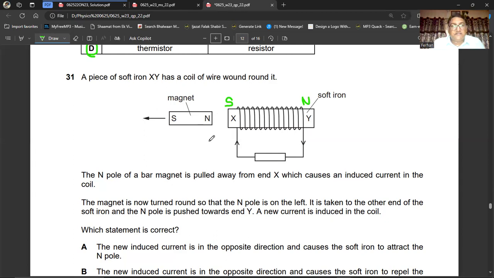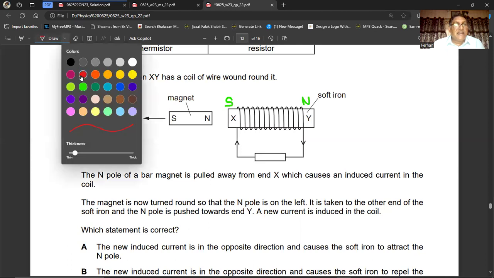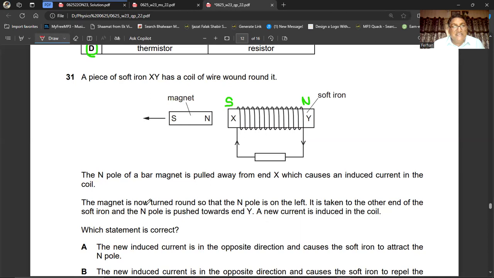That's Lenz's law. Okay, now what do they say? They say that the magnet is now turned around, so the north pole is on the left. Now they have placed the magnet here, and its north is on the left, and here you have that south. This is what they are saying, and they are bringing it like this.